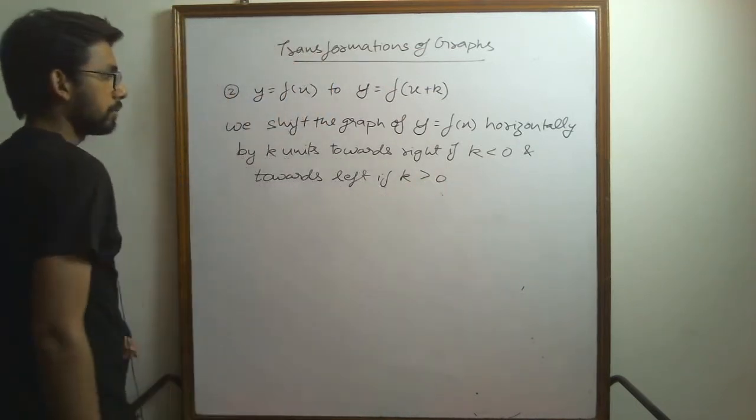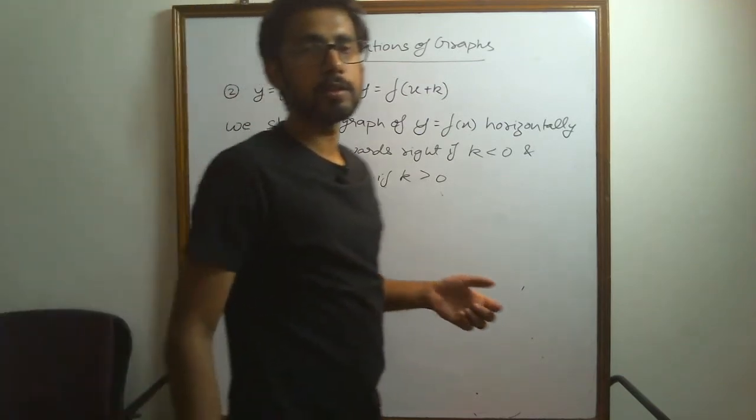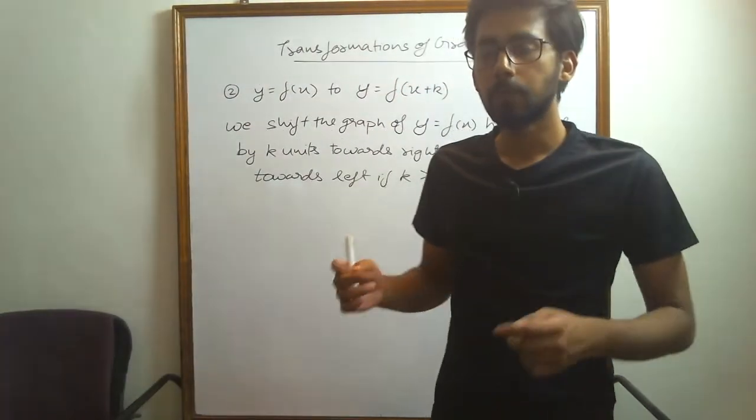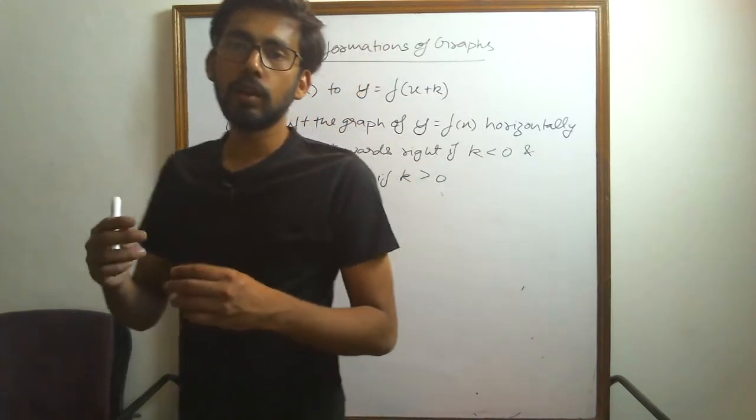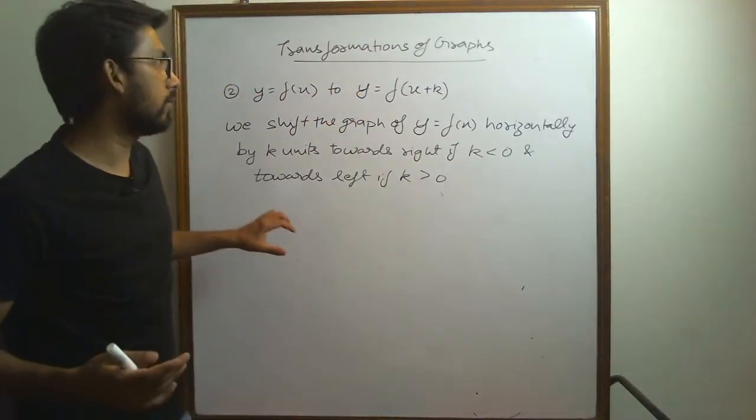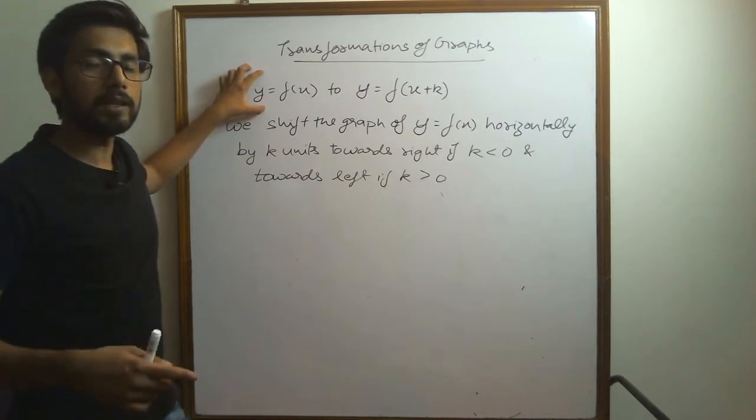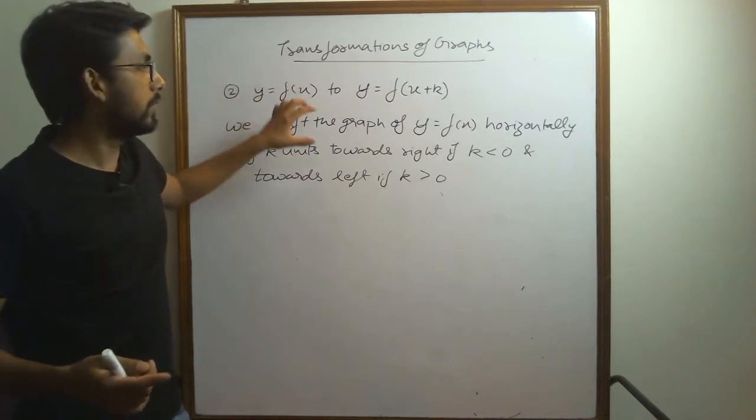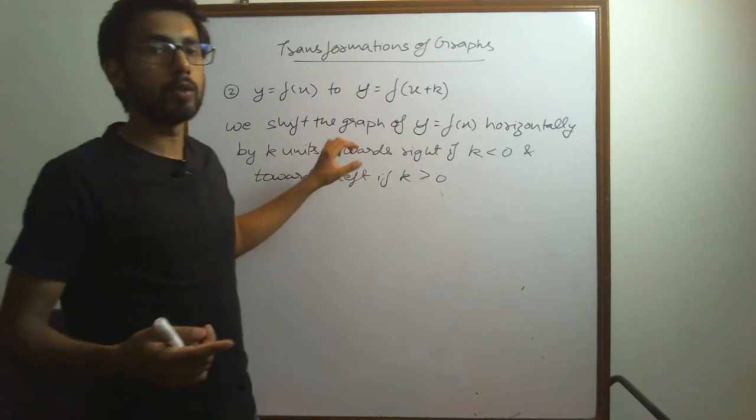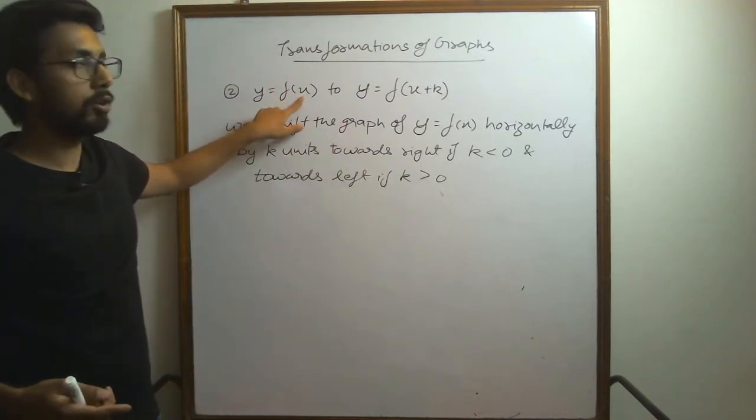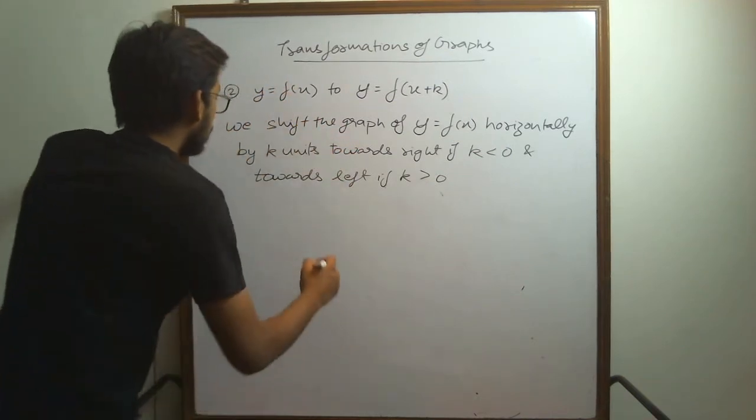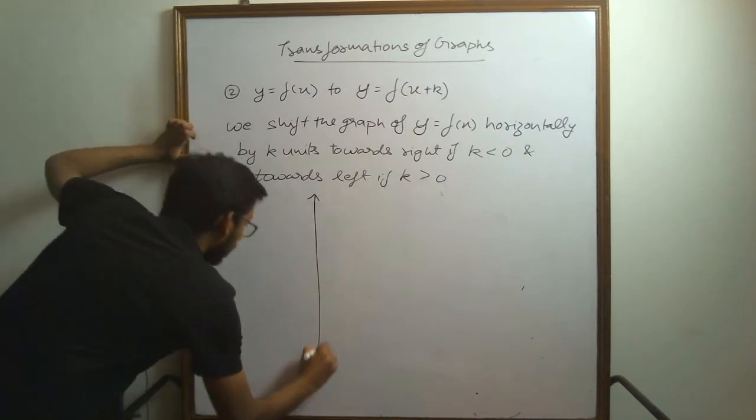towards left. Why that is because if k is positive, we need a smaller value of x to get the same value of y that we get in this function, and if k is negative, then we will need a bigger value of x to get the same value of y that we would have gotten here. So let's take the example of the sin x graph.